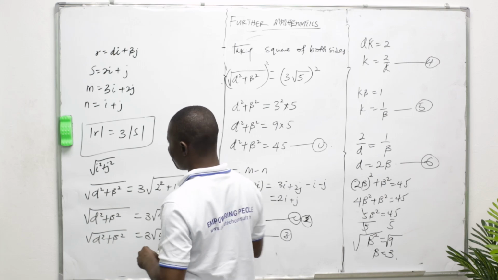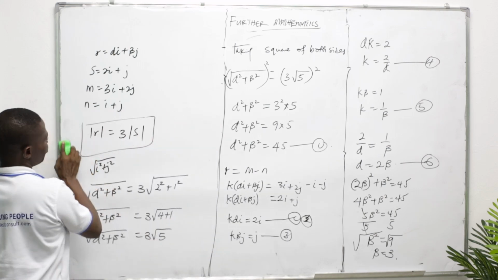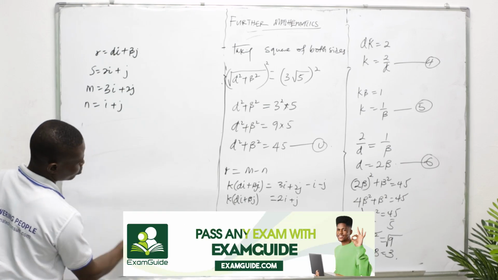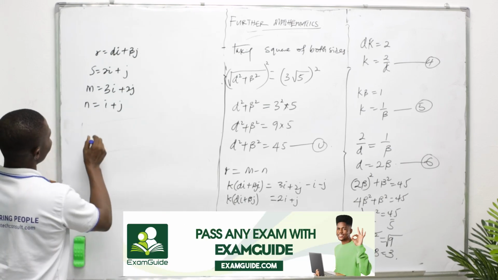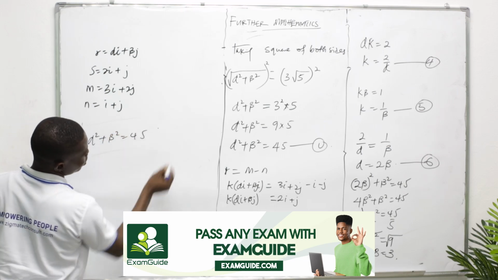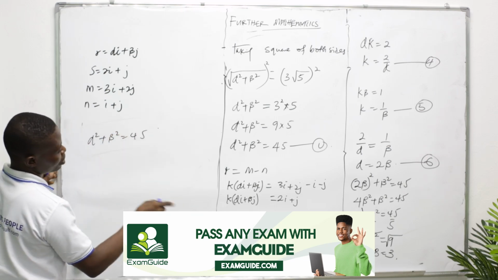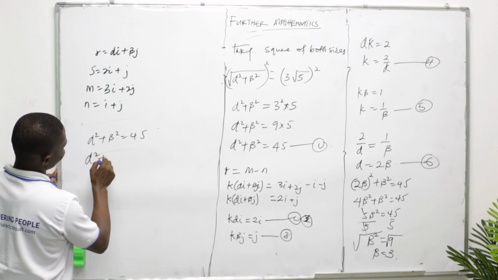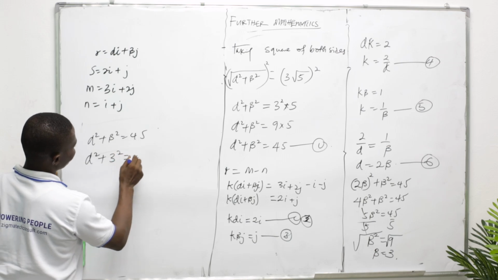Now we are solving for alpha. Recall, alpha squared plus beta squared equals 45. If beta is 3, I have alpha squared plus 3 squared equals 45.